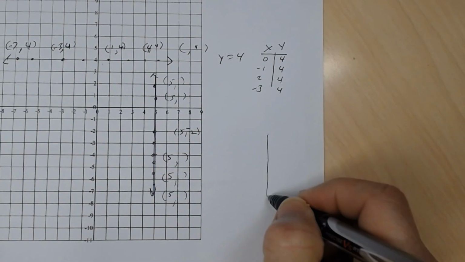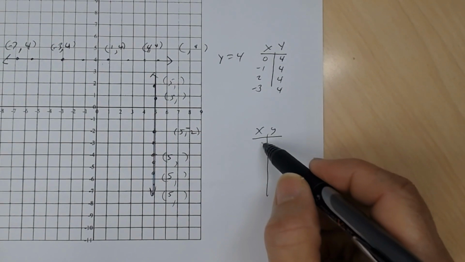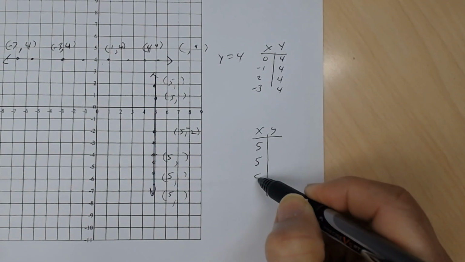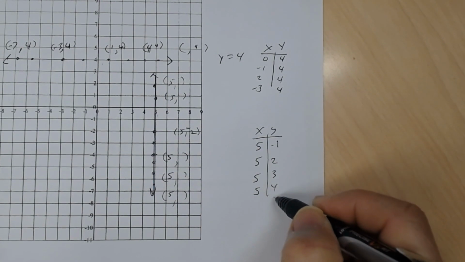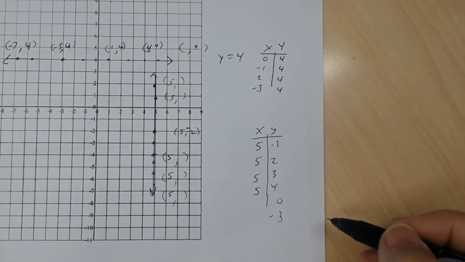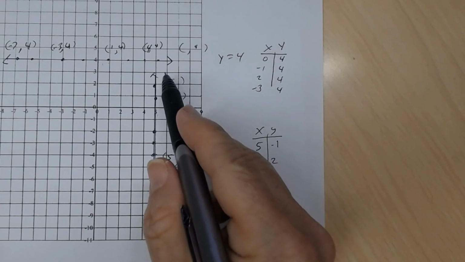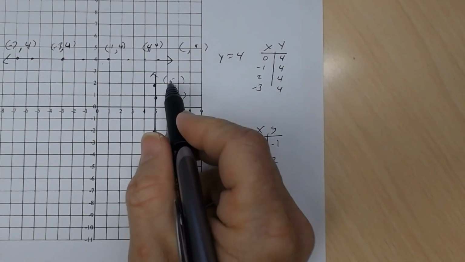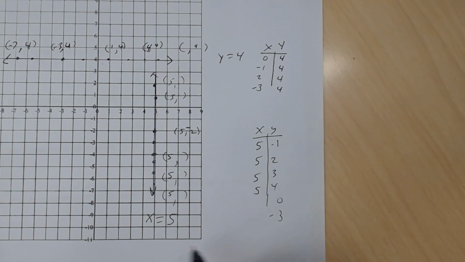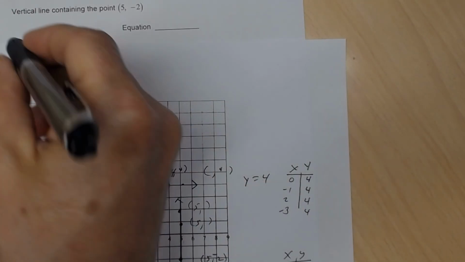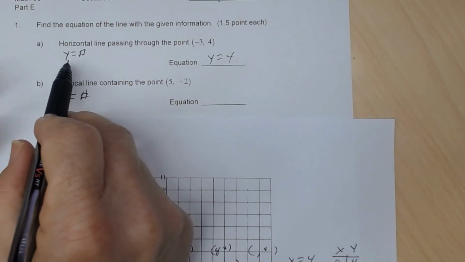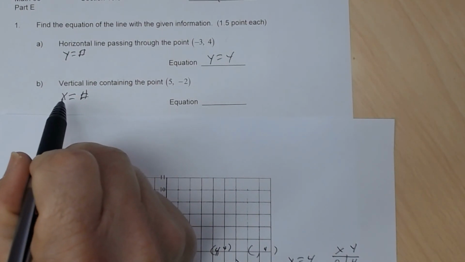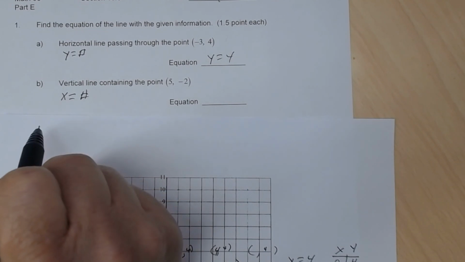So what that means is that when I did a t-table, we saw that the x-coordinate was always going to equal 5 in this particular case, no matter what the y value was. Okay? So what that means is that x has to equal 5. X will always equal 5. So there's your equation. X has to equal 5. So when we're dealing with a vertical line, we're looking at an equation with only the variable x. When we're looking at a horizontal line, we're dealing with an equation with just the variable y. When we're looking at a vertical line, we're looking at an equation with just the variable x.